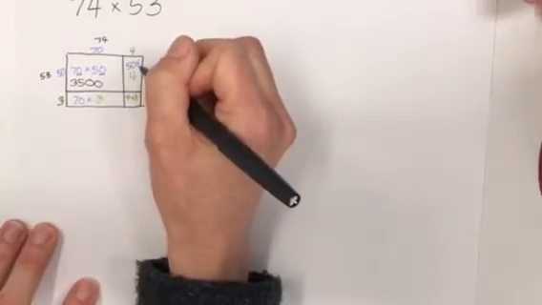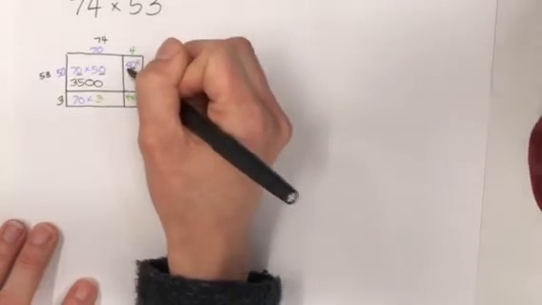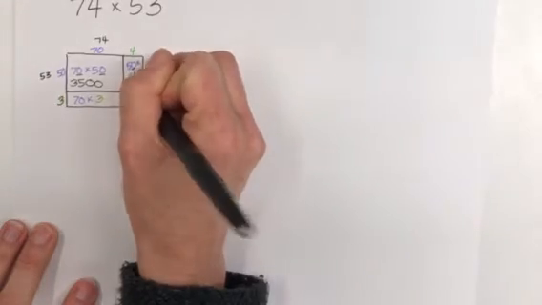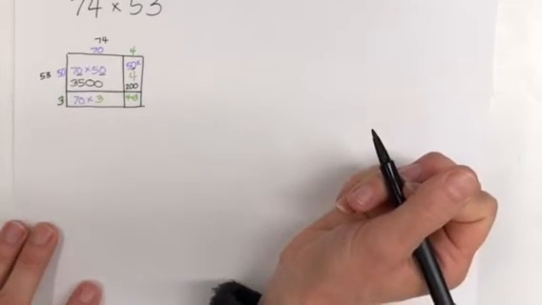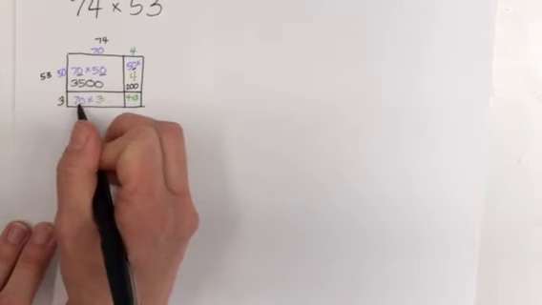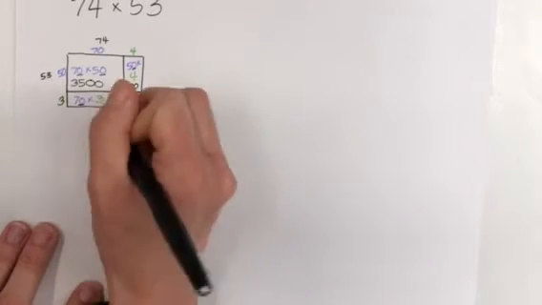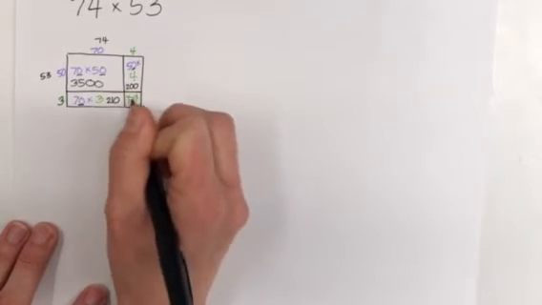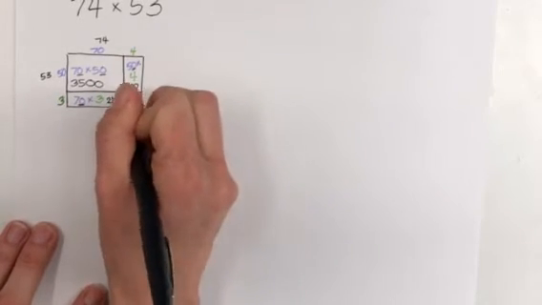Over here I've got 50 times 4. Again, I've got this 1 0. 5 times 4 is 20, and then I've got 1 more 0. You can't forget that extra 0. So 50 times 4 is 200. 70 times 3, I have 1 0 here. 7 times 3 is 21. Plus the 0, so 210. And then down here I have 4 times 3, which is 12.